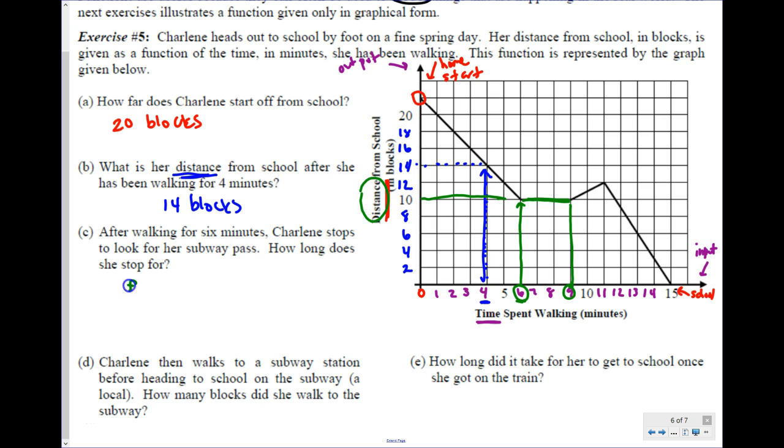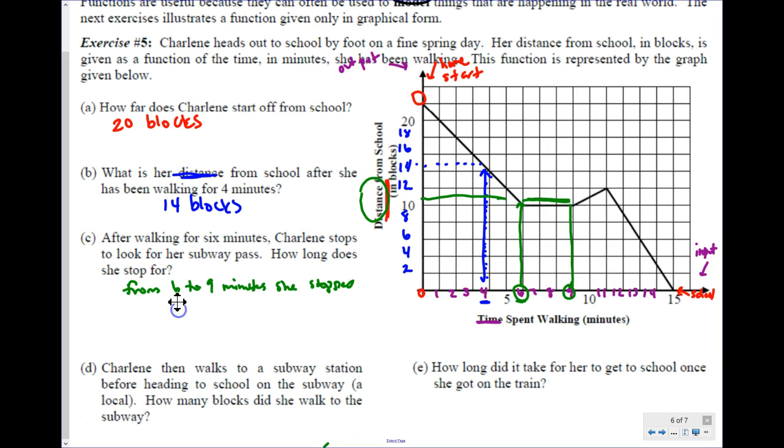So from 6 to 9 minutes, she stopped. And how long is that, from 6 to 9 minutes? That's 3 minutes. So your answer here is 3 minutes.